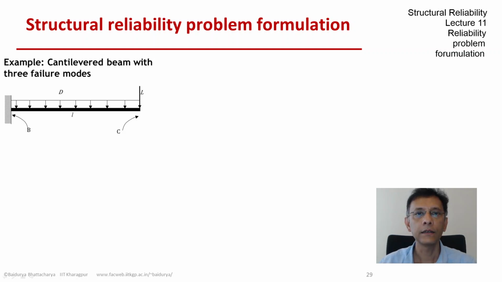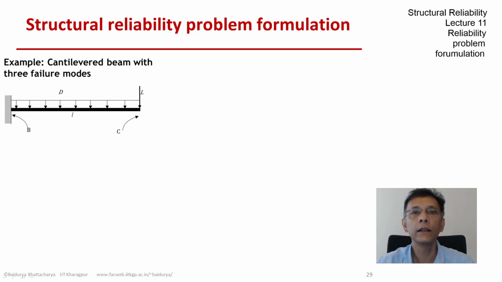We next look at a determinate structure, a cantilevered beam, as you see on the screen, supported at point B and subjected to a uniform dead load D and a point live load L at the free end C. So our understanding of the mechanics of the beam tells us that it can fail in three modes: flexure, shear, and excessive deflection.